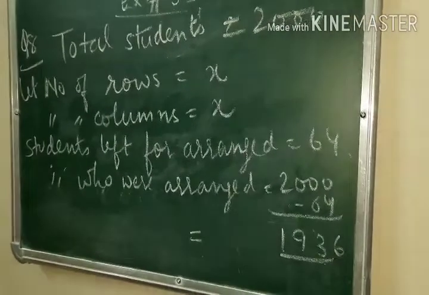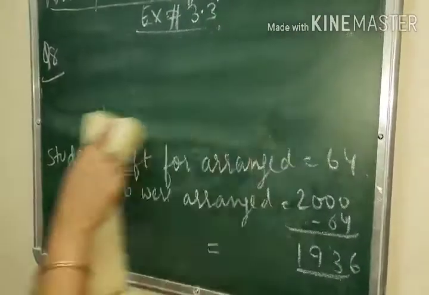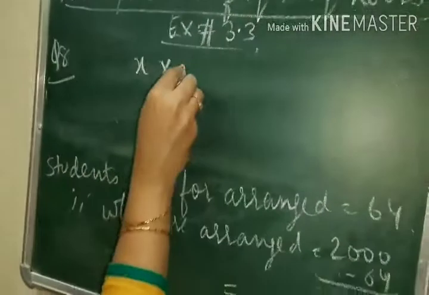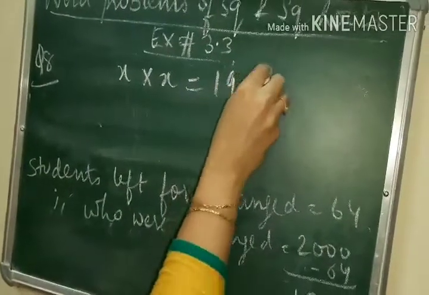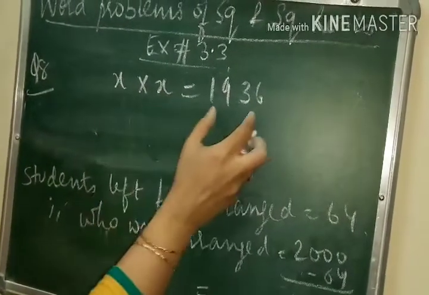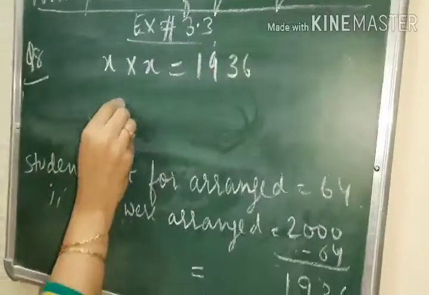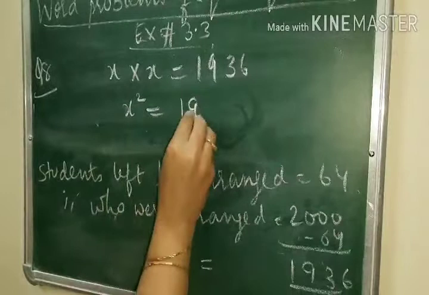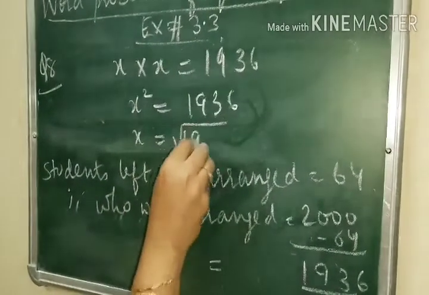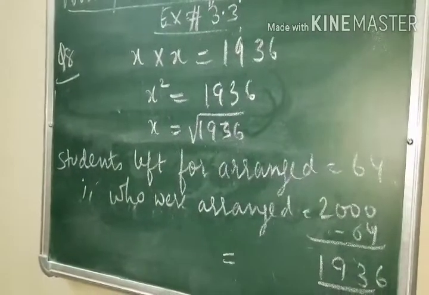Now according to the question, these are the students who are arranged in a way such that x into x is 1936. So the number of rows and number of columns were the same. When we multiply, we will get 1936 who are arranged in such a pattern. So x into x is x square. For finding x, we'll remove the square and it will become square root on the other side. Now find the square root of 1936.